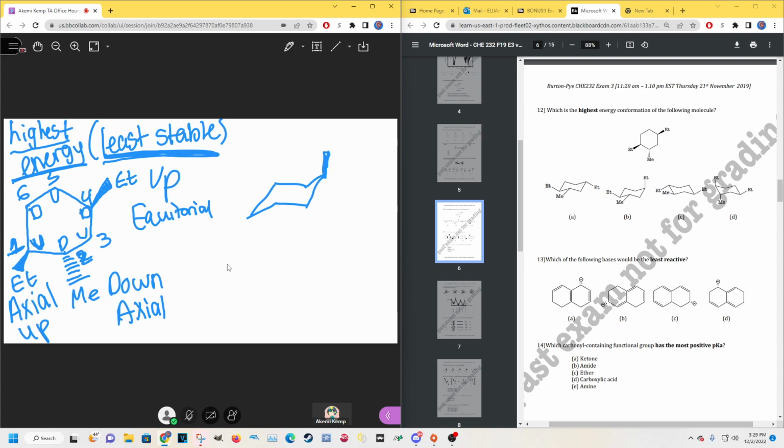So it's going up. The methyl on carbon 2 is going down, and it's down axial. And then carbon 3, 4 is going down, but the ethyl group's going up, so it's going to be equatorial, so it looks something like this. And this is what our highest energy chair conformation would look like. So which of these answer choices match that? D. Yeah, D will closely resemble. So that's how you do this question.